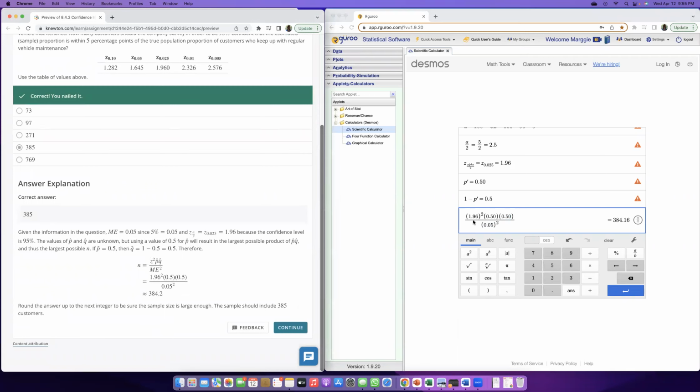And I'm sorry for the notation. I cannot do the hat in here. So I'll do, it's the same thing. I'm just referring to the proportion that is coming from the sample.